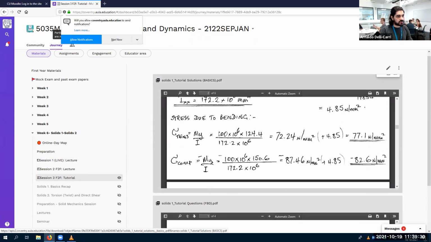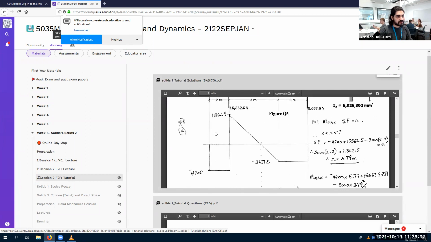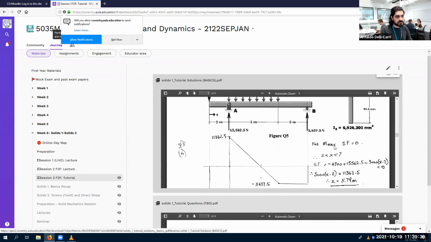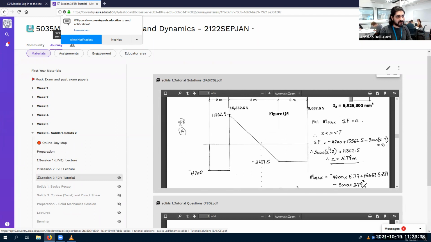Solution. There we go. This is it. 11,362. Apparently it's 11,362. No, it's not 11,000. How can it be 11,000? 11,000 is V of x here. V of 2 is 11,000. But this one is, I think it's this.